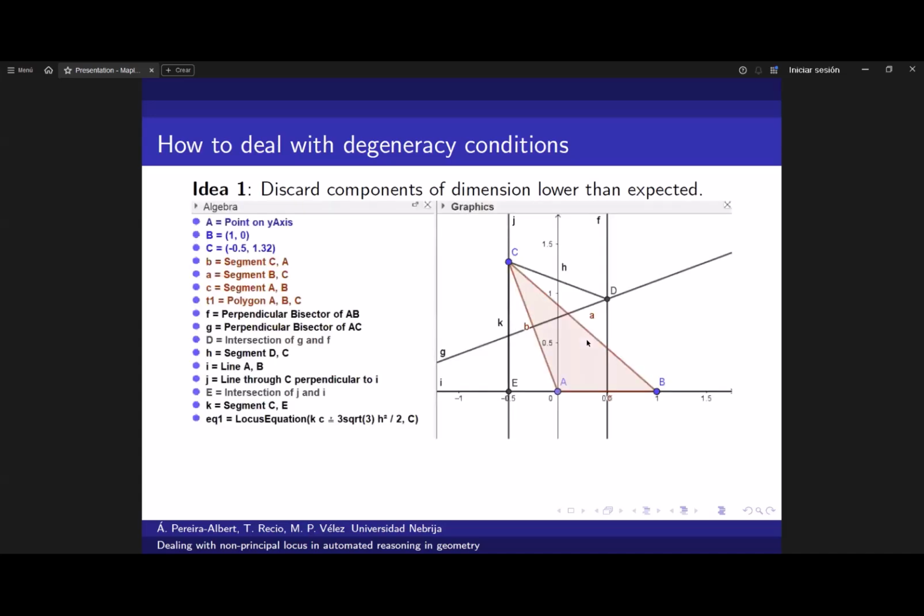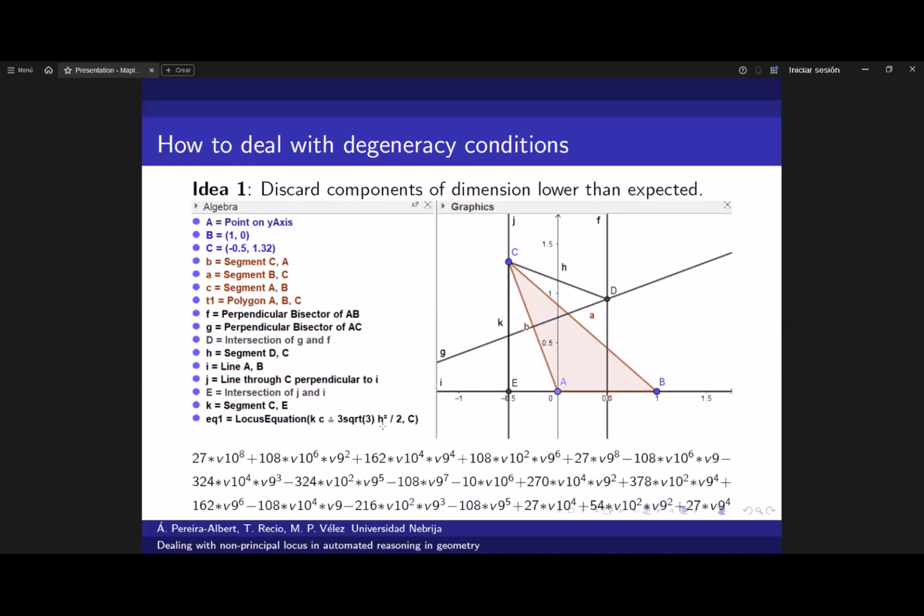We can see this example, where this triangle is slightly different. It has a vertex at 0, and if we ask, I'm not going to enter into much detail, but if we ask GeoGebra to find where we can put the third point of the triangle so that this equation is satisfied, the output of GeoGebra is a big polynomial, a degree 8 polynomial, and it cannot draw this polynomial. That's a first problem. And it also cannot factorize it.